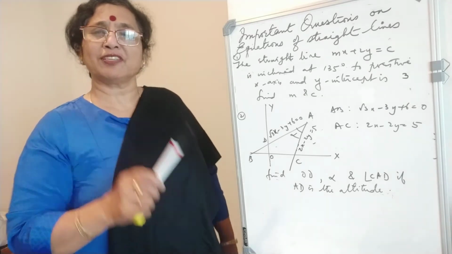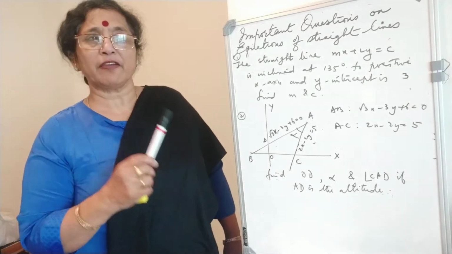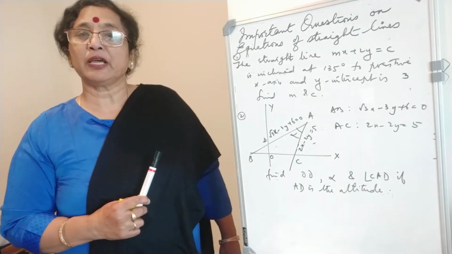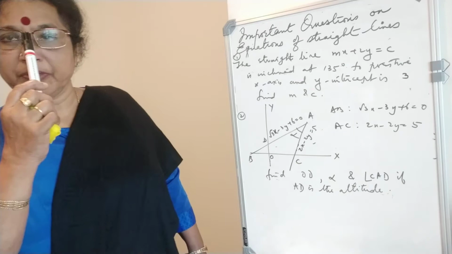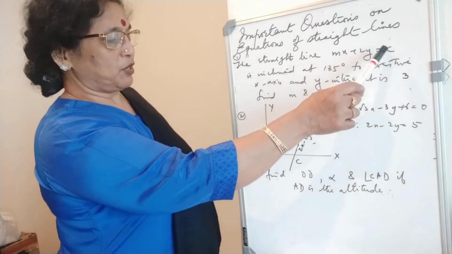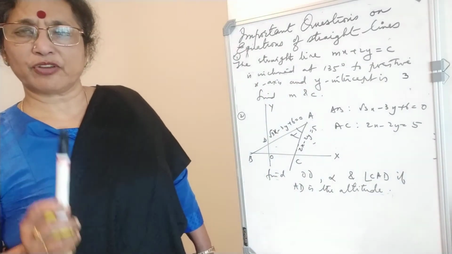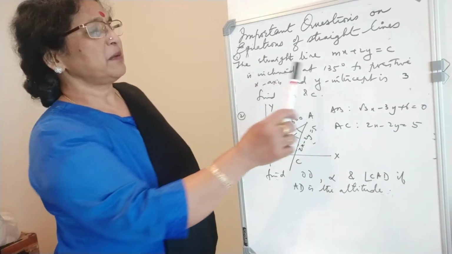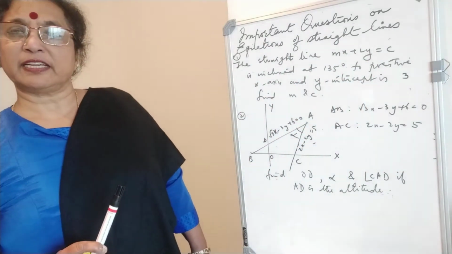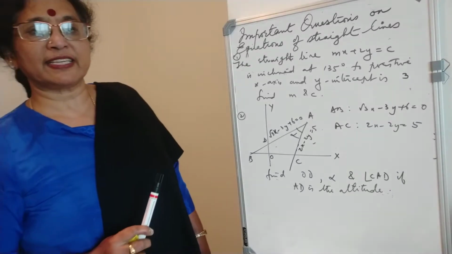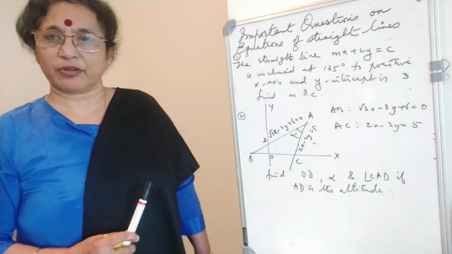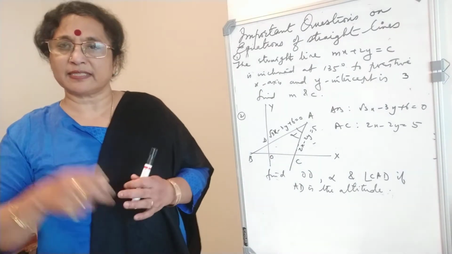So some important questions which you may have a little difficulty in comprehending. Let's see the first one. A straight line mx + 2y = c is inclined at 135 degrees to the positive x-axis and y-intercept is 3. Find m and c.